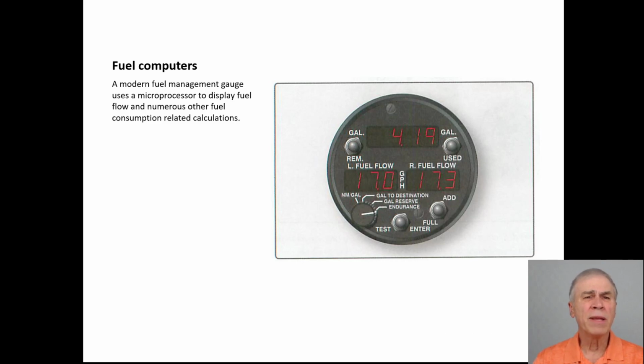A modern fuel management gauge uses a microprocessor to display fuel flow and numerous other fuel consumption related calculations. We saw that already. Okay, forget it. We did see this illustration already. You can turn it to gallons to destination, gallons reserve, endurance, etc. So you've got some other ways you can actually turn. You have a test button there also.